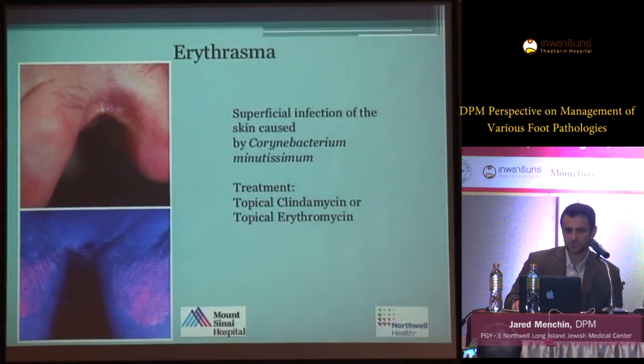Lastly, with the skin conditions, there's something called erythrasma, which mimics interdigital tinea pedis. However, this is a superficial skin infection caused by Corynebacterium minutissimum. So the way to differentiate this from your fungal infection is to use a UV lamp or a Wood's lamp. If you shine it in the interdigital space, it's going to glow coral red. So the treatment for this is going to be either topical clindamycin or topical erythromycin.